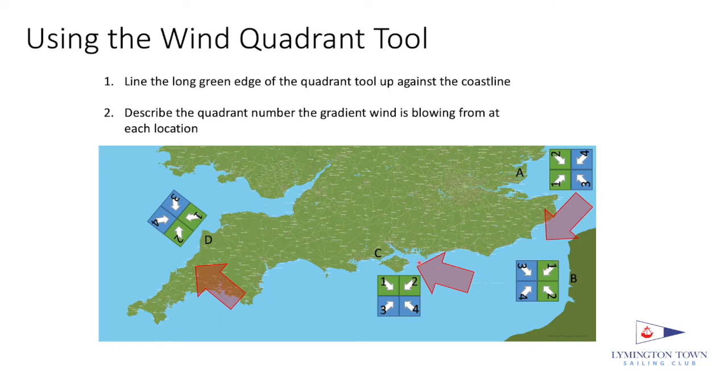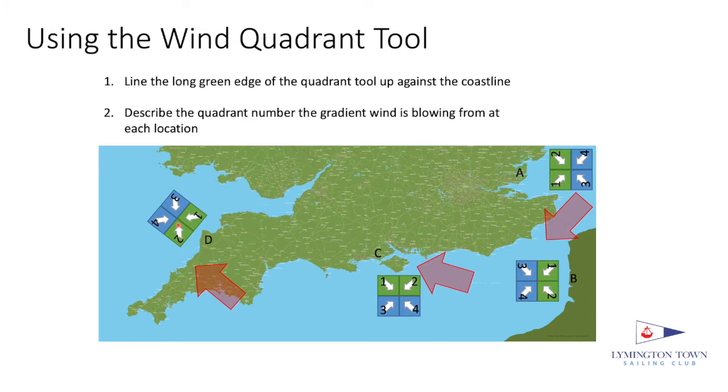Where we are, we've got more of an east-southeasterly, so it's sort of a cross-onshore breeze, and as such, that's coming into quadrant 4. We describe that as a quadrant 4 breeze. Finally, at location D in North Devon, you've got a straight offshore breeze, and that blows into our quadrant box as a quadrant 2 breeze.